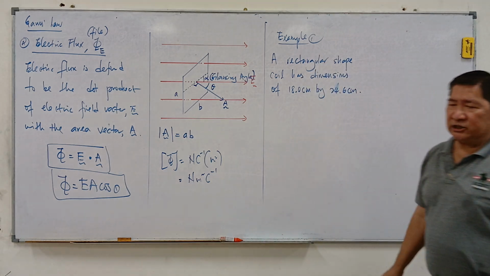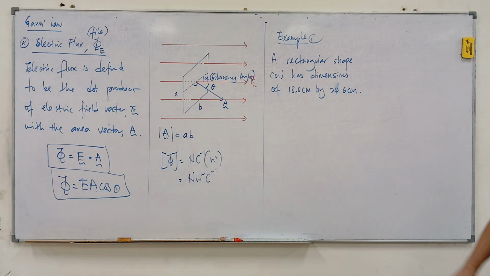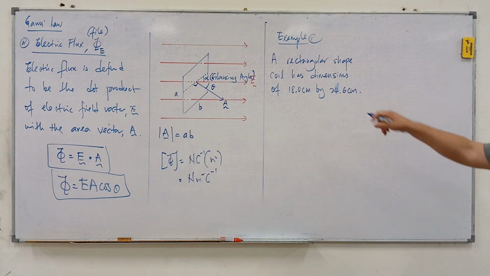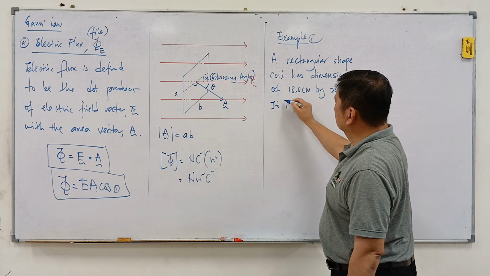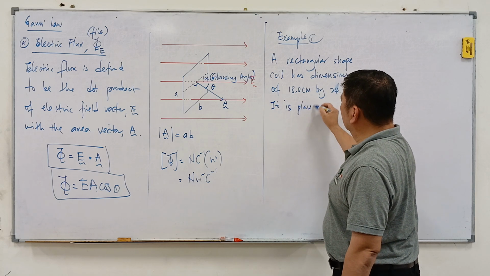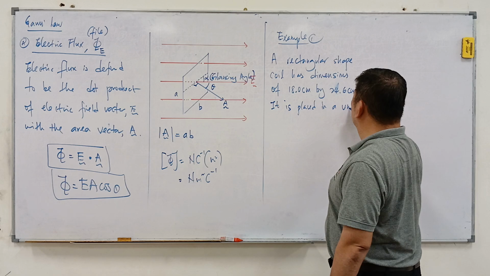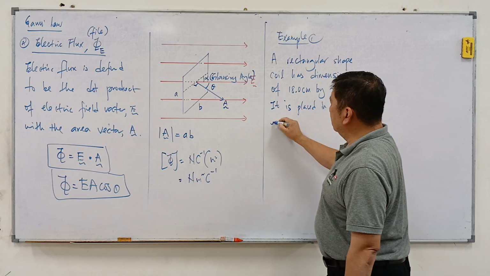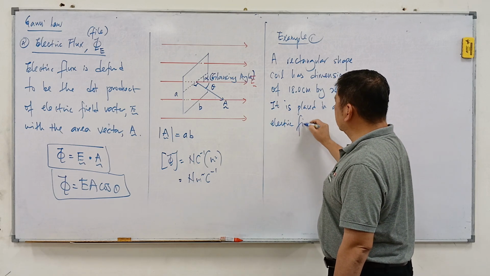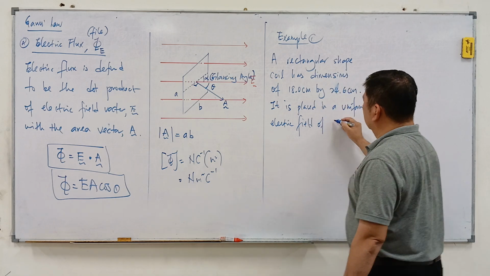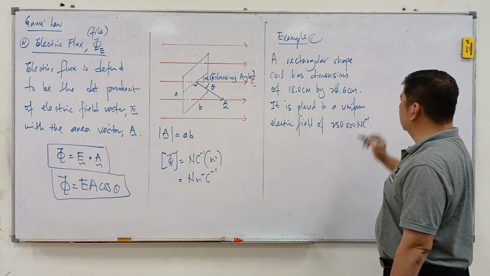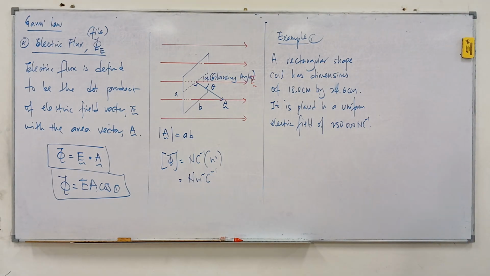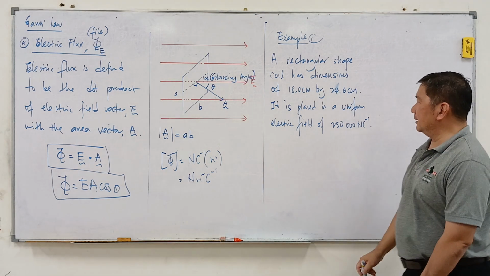Okay, a rectangular shaped coil has dimensions A is 18 and B is 24.6 centimeter. It is placed in a uniform electric field of 250,000 Newton per Coulomb. There's an E value.